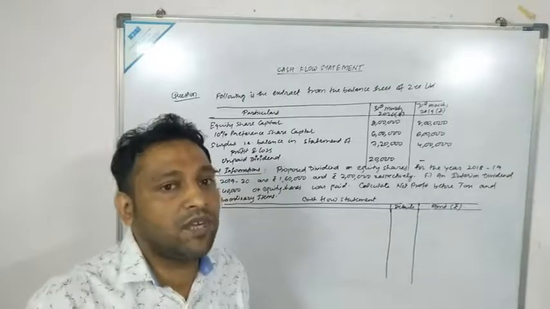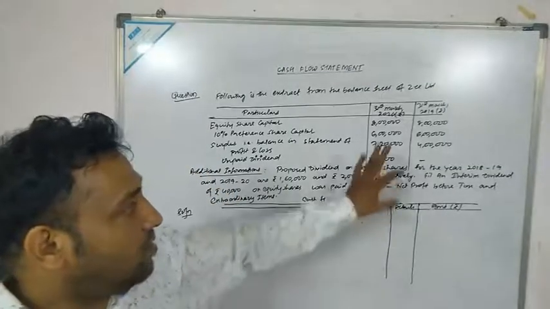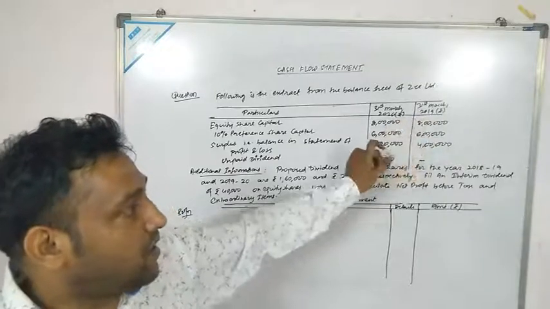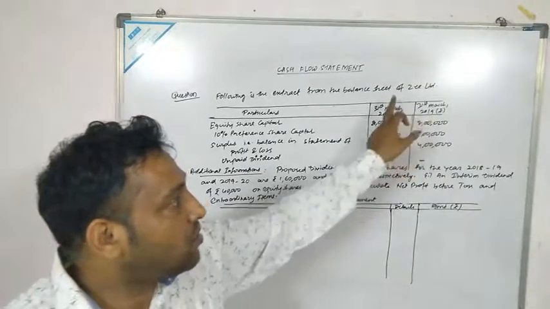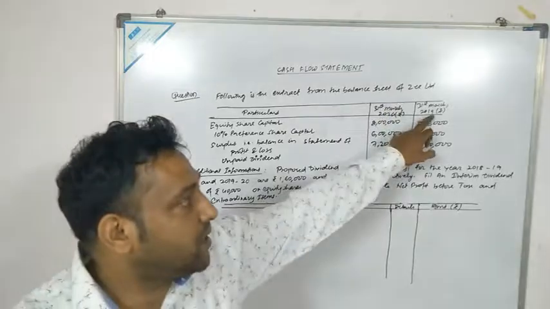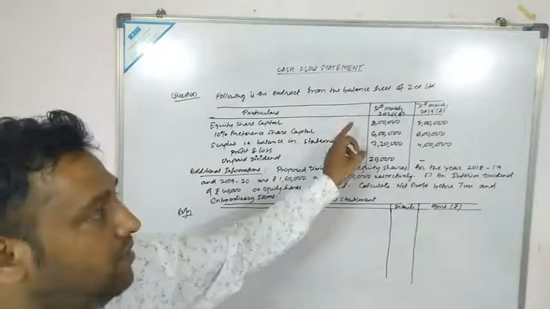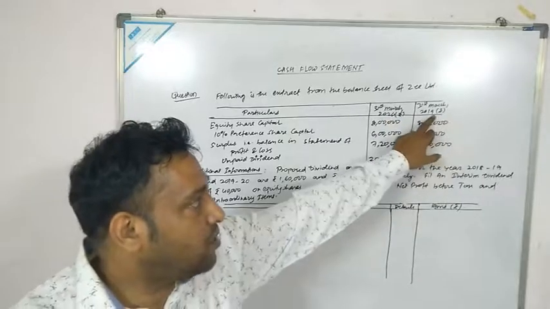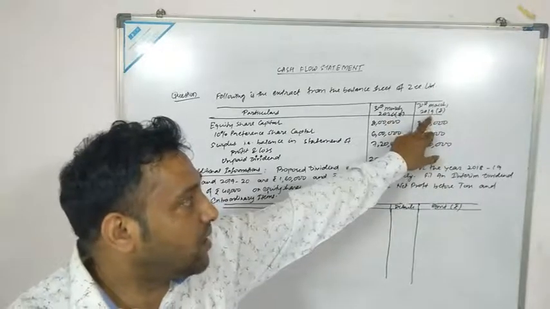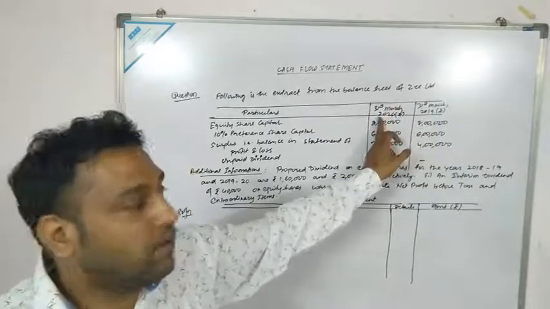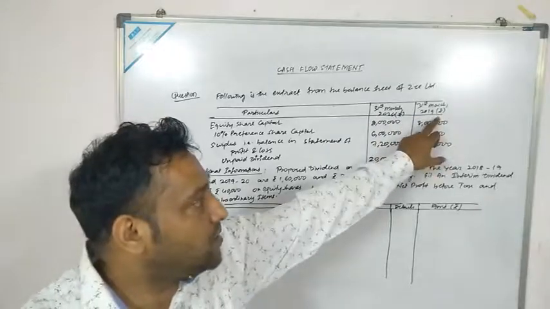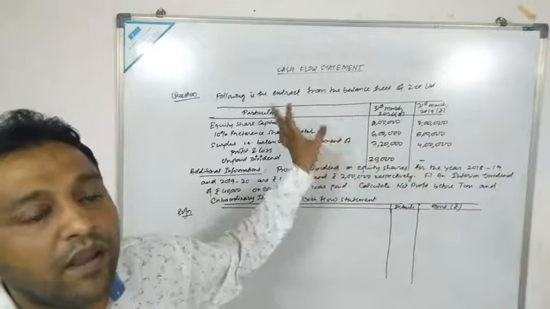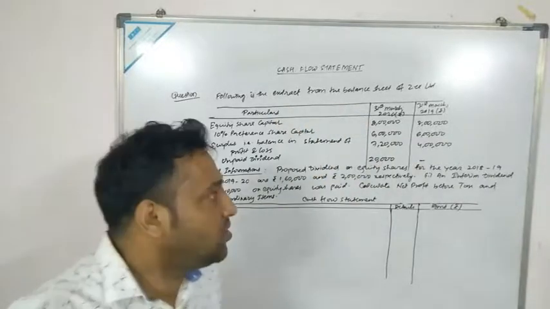cash flow statement. Okay, so now always remember that we have to compare the figure from 2019 to 2020. That means from previous year to current year. In exam, don't compare the figure from 2020 to 2019. From 2019 to 2020, that means from your previous year till your current year, your balance sheet would be compared and we are likely to prepare your cash flow statement.